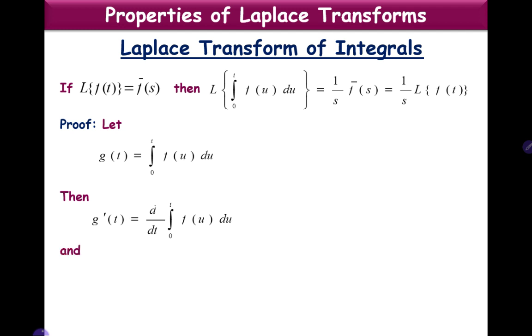Before that, what is g of 0? Let us check what is g of 0. If we take t equal to 0 in this, we get integral 0 to 0 f of u du. Integral 0 to 0 f of u du is equal to 0. Therefore, g of 0 is 0. So we'll use this value of g of 0 to prove this property in the coming steps. Before applying this, we'll find this derivative d by dt of integral 0 to t f of u du. Let us derive this.